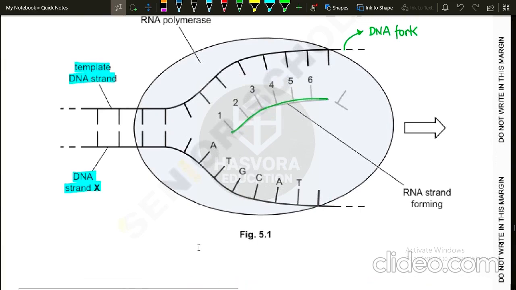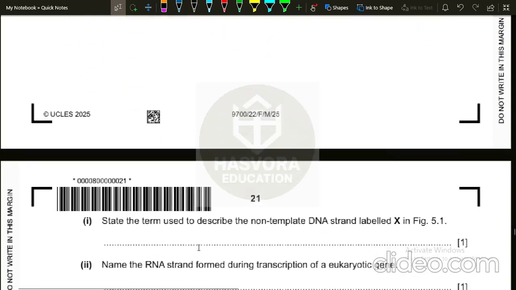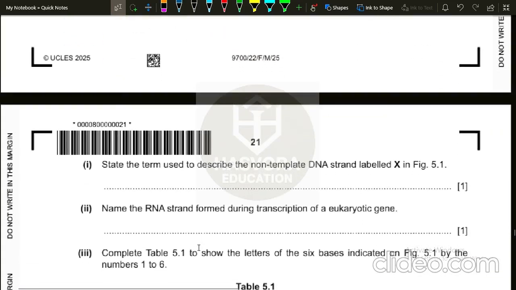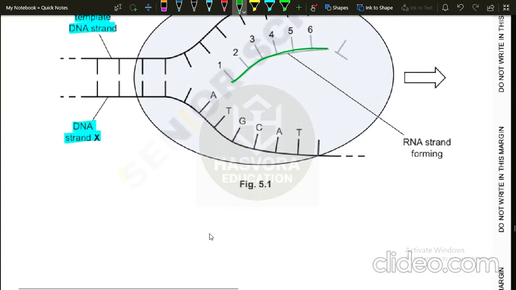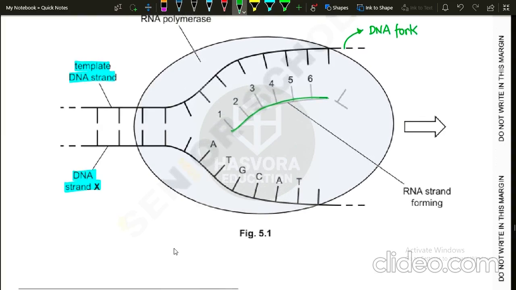So this is just the name. Okay, I'm just giving you additional information. State a term used to describe the non-template DNA strand labeled X. So the non-template strand or non-transcribed strand, you can also write the non-transcribed strand. It means that this one is not being transcribed. And the other thing that you can write about this strand is that it is also called the sense strand.